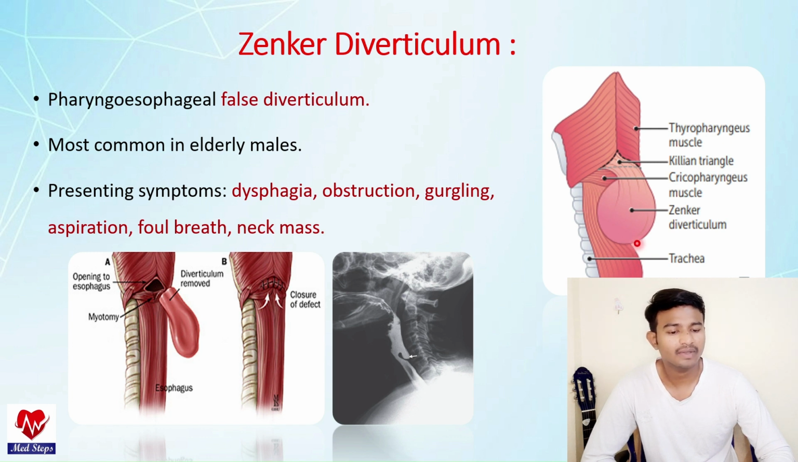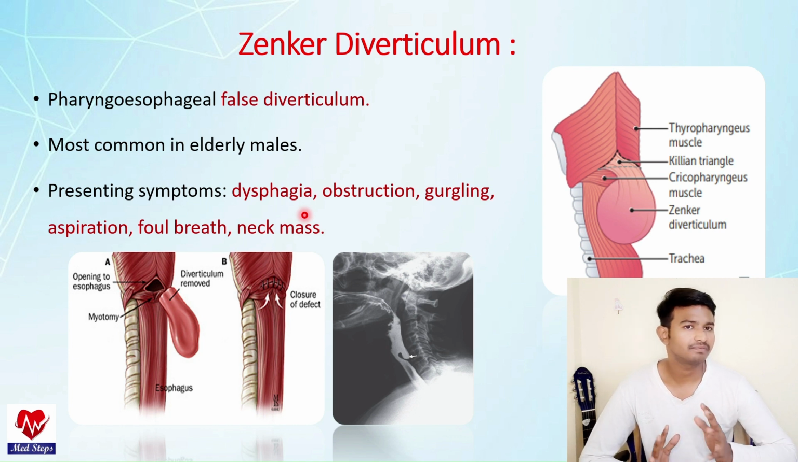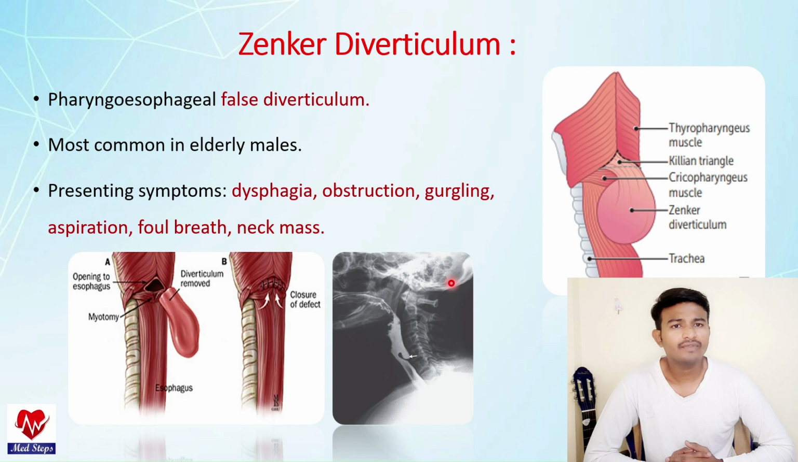Because of this, dysphagia will happen, and obstruction, gurgling, aspiration and foul breath will occur in Zenker diverticulum. Foul breath is also called bad breath or halitosis, and many names are there. Next, a neck mass we can also see in Zenker diverticulum. We will give barium to swallow. After that we will take imaging, and you will get this type of picture. In this picture, you will see here, this is the diverticulum.